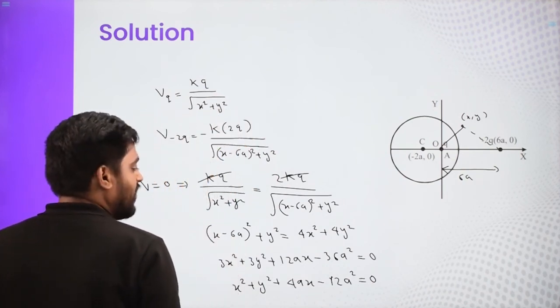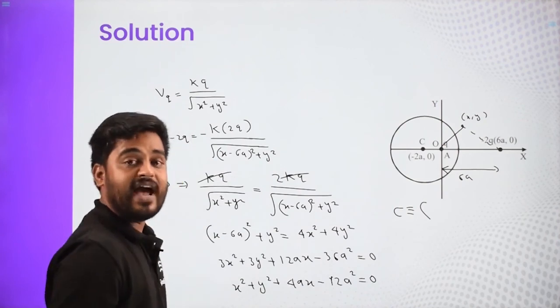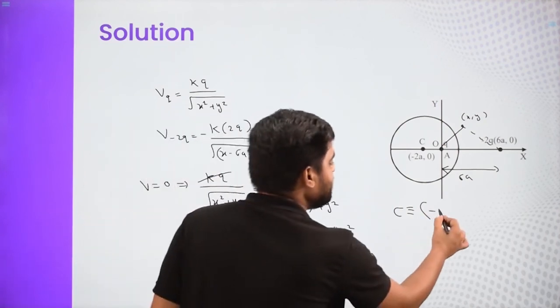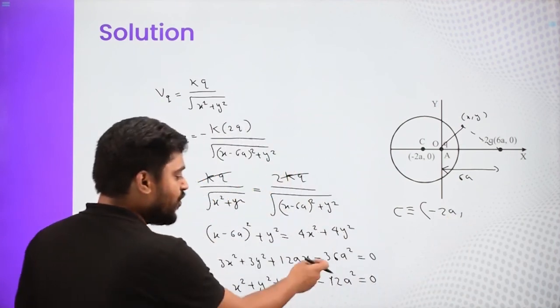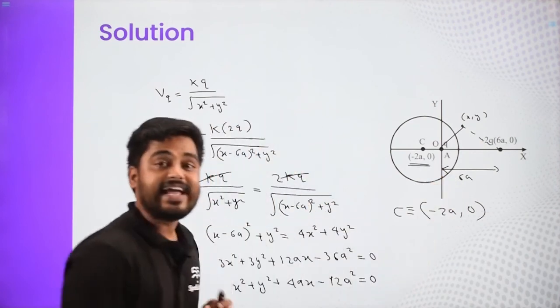What will be the center of the circle? The center of the circle is going to be (minus g, minus f), right? So minus, what is g? g is 4a by 2, so that is simply 2a. And what about f? There is no y term, so f is 0. So this is going to be the center of that circle.